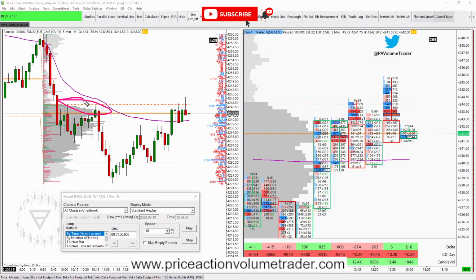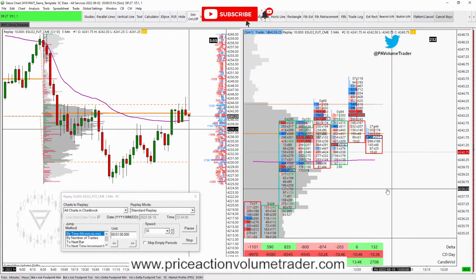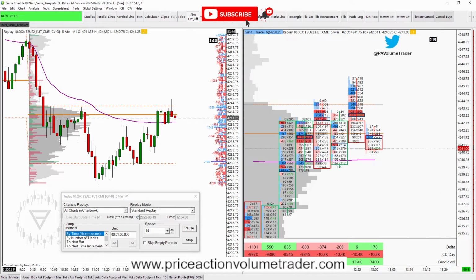We knew there was absorption here, but now we're coming back to retest it. So we want to see if this player or players that were holding the market here are still present. And from the looks of this, we're confirming that this level is indeed still holding. Let me move back here again. Okay, let's see if we come back again to this area.